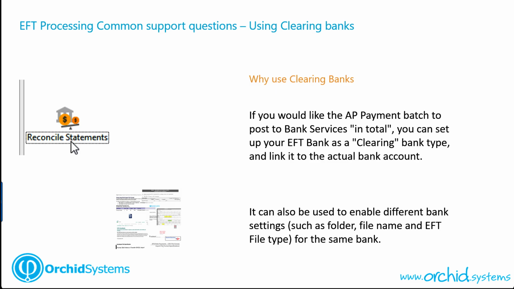You can also use clearing banks to enable different bank settings, such as folder, file name, or file type for the same bank, as there is no direct option to have different settings like this in EFT. For example, if you have a bank doing standard EFT with ABA in Australia and using the same one for BPay, then you can use clearing banks, one for your main bank and one for BPay. Or if you're doing domestic payments and international payments from the same bank account. Or Direct EFT with a different naming convention from Positive Pay files.